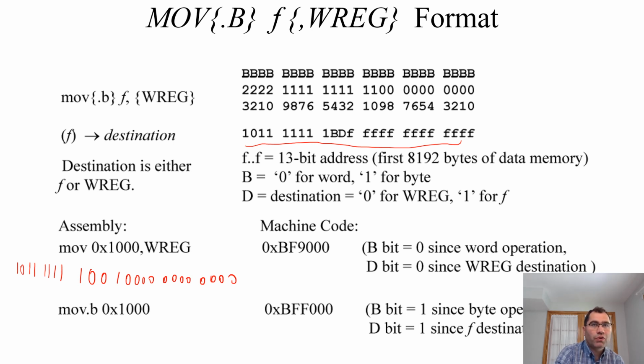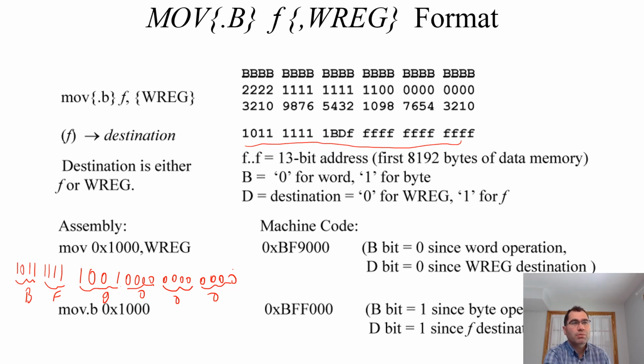Then if you convert this back to hexadecimal, 0 0, another 0 here. So this is going to be 9, and this is going to be F, and this is going to be B. Okay, this looks like it's fine.